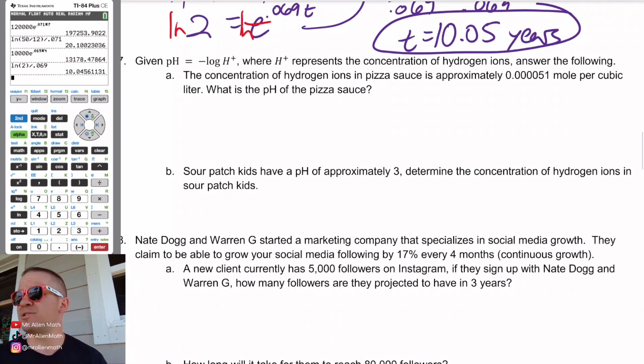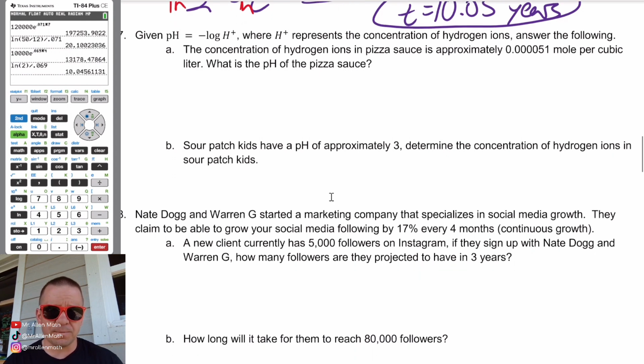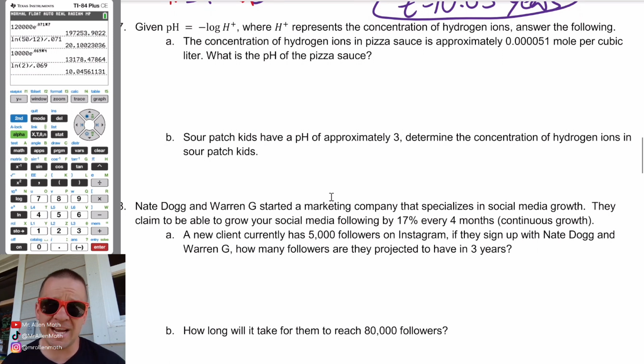We got some weird pH stuff going on. We're like little chemists over here. So we're given pH equals negative log base 10, right? There's no base written, so it's base 10.